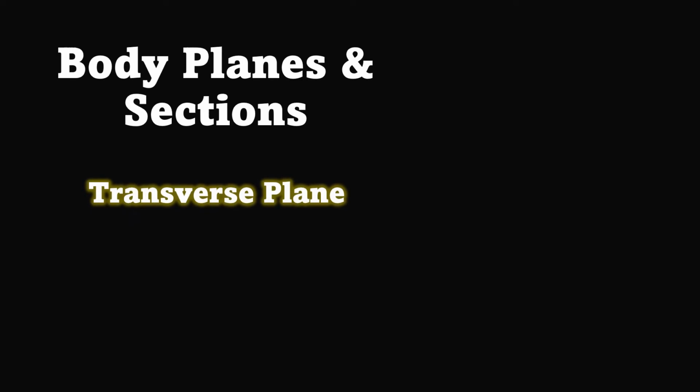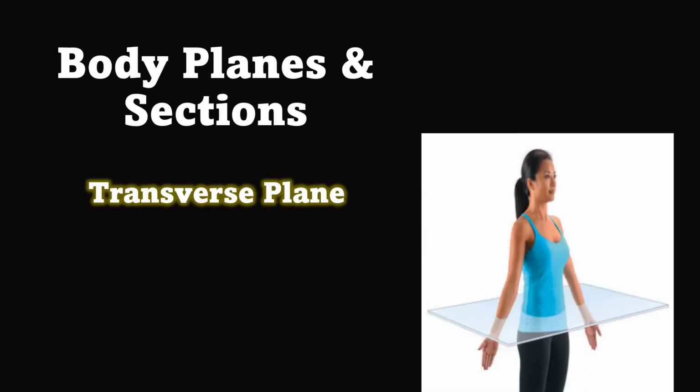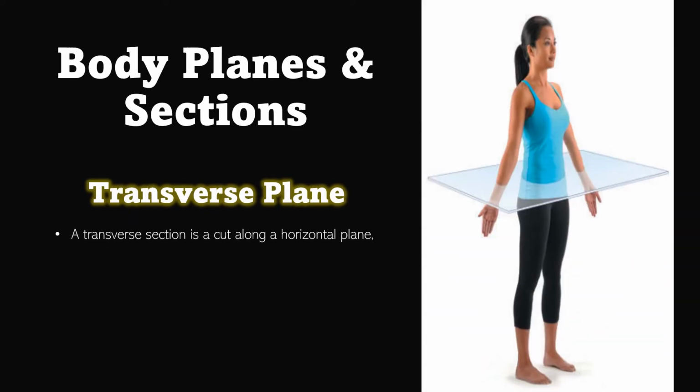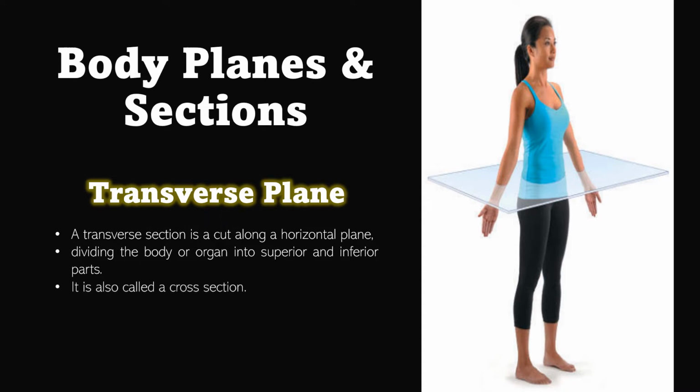The third one is the transverse plane. A transverse section is a cut along a horizontal plane, dividing the body or organ into superior and inferior parts. Superior is the top part of the body and inferior is the bottom part of the body, like you can see in the figure on the screen. It is also called a cross section.